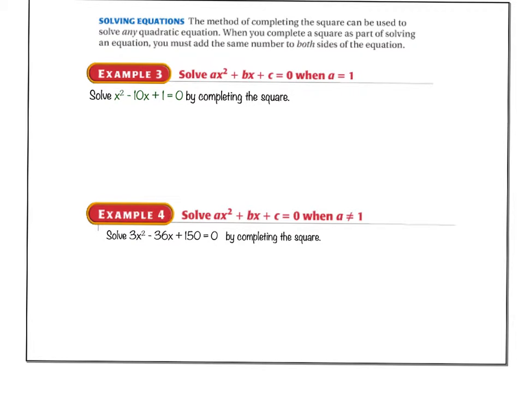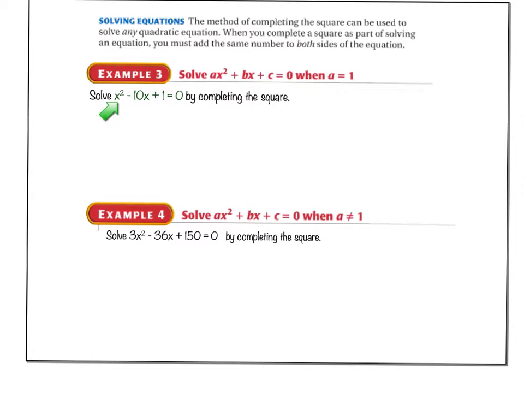When you complete a square as part of solving an equation, the key now is to add that C number that you always found to both sides. That's just the golden rule of algebra. Whatever you do to one side, you have to do to the other. So we're going to show you how to do this with example 3.